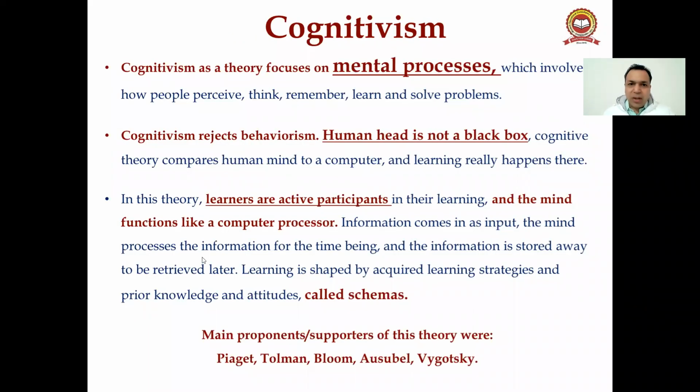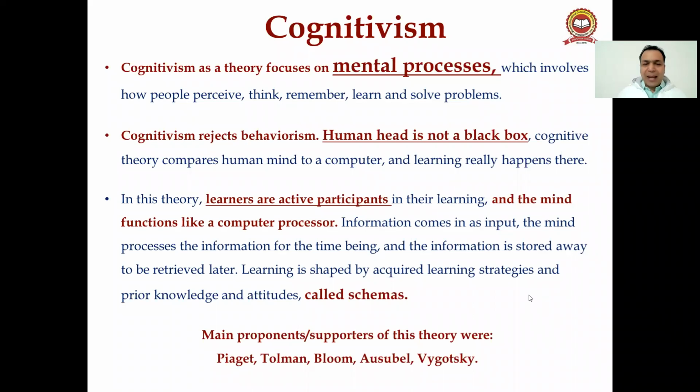Cognitivism, as a theory of learning, focuses on mental processes. You have to remember this line. It focuses on the mental processes, what the mind thinks, which involves how people perceive, how people think, how people remember, how people learn, how people solve problems. This is all mental processes.